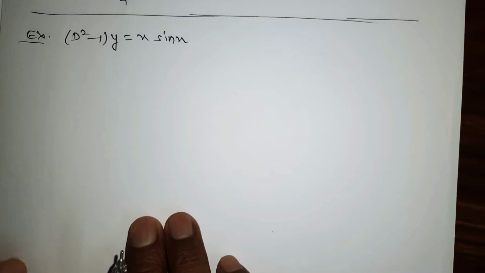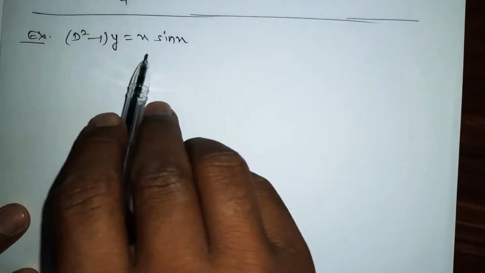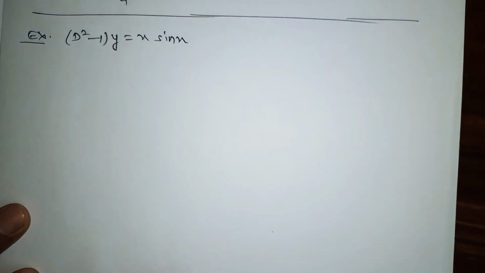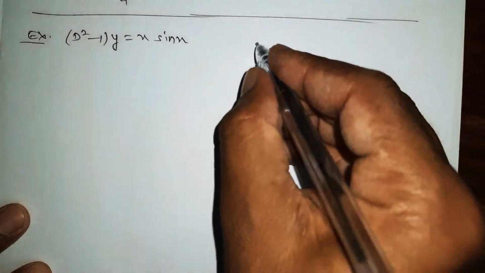Here we are going to solve some more examples on the shortcut method to find a particular integral of a linear differential equation. So here, D square minus 1 operating on y is equal to x sin x. This example we have to solve. The complementary function, you can easily find it.